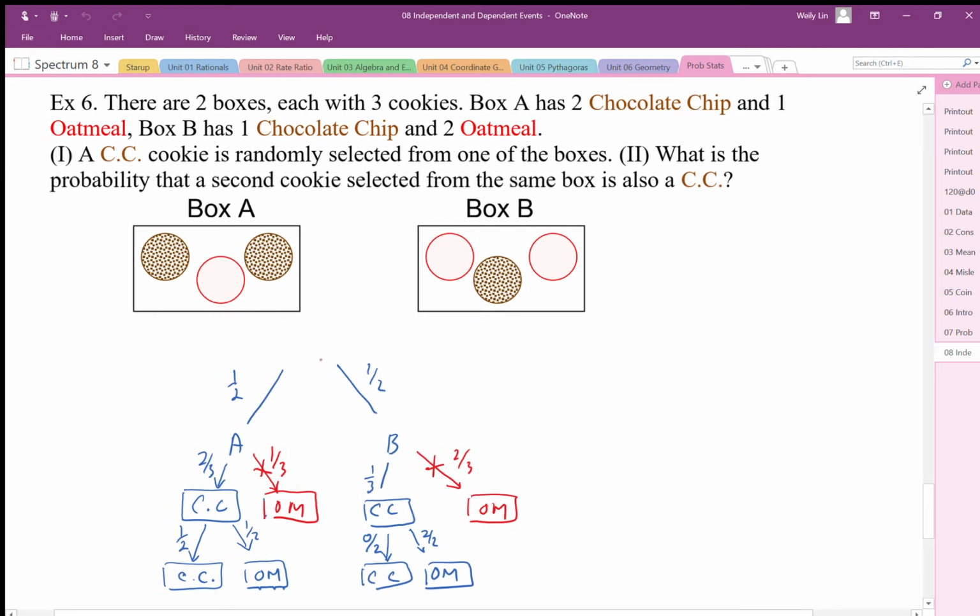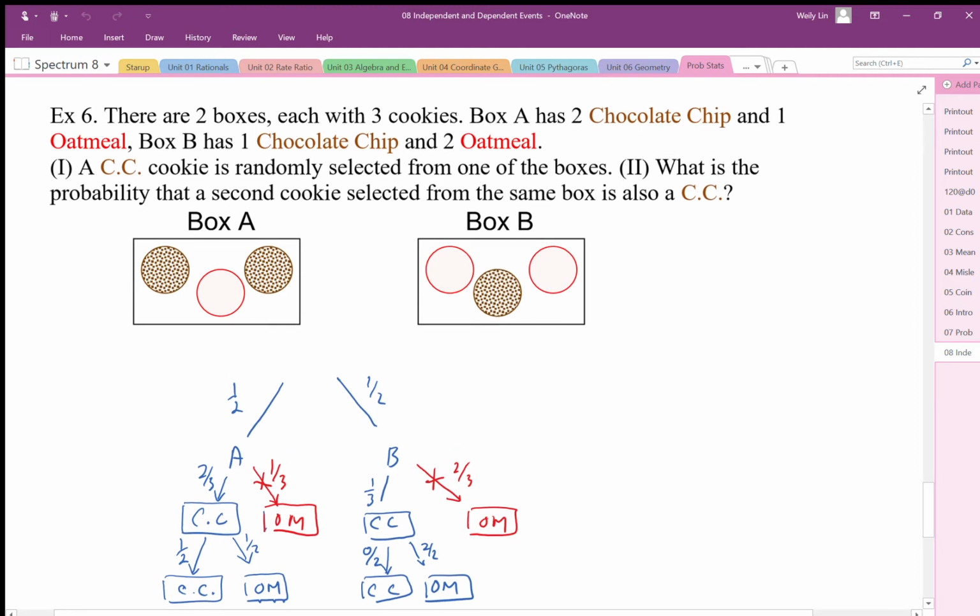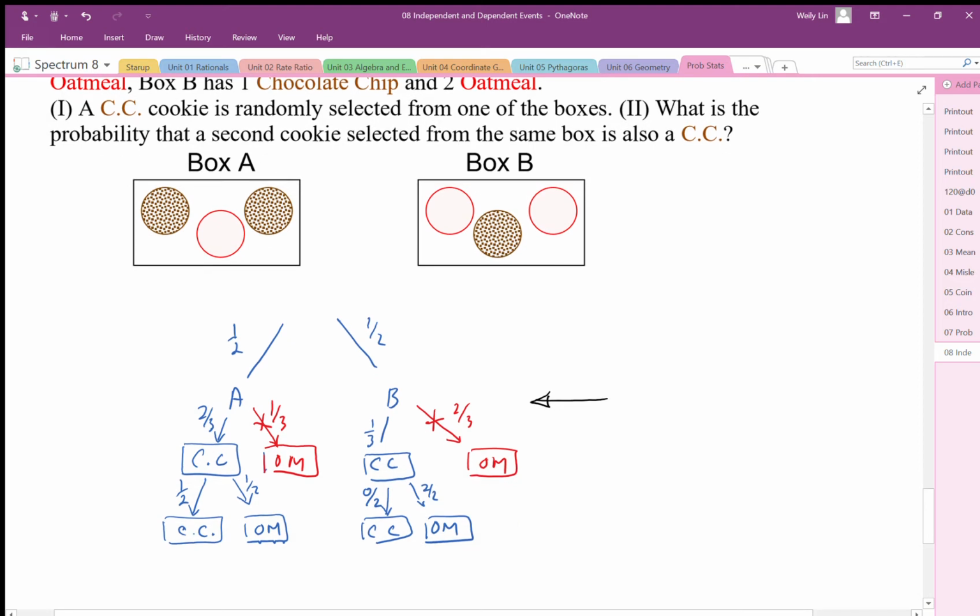So this is what I've diagrammed here. This is our first event. Okay, we're selecting a box. Maybe I'll label that out. There are many ways to do this problem, and some people may be able to solve it with some intuition. But this is a way we can also look at it.